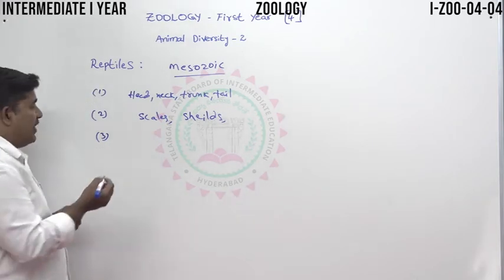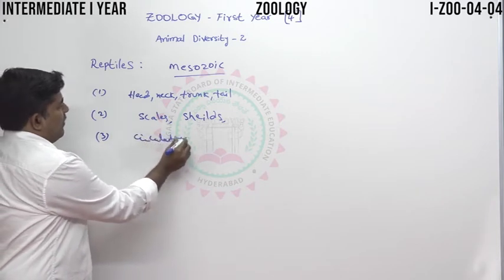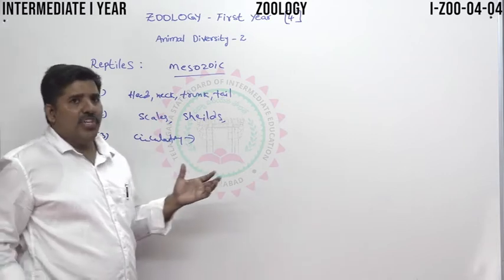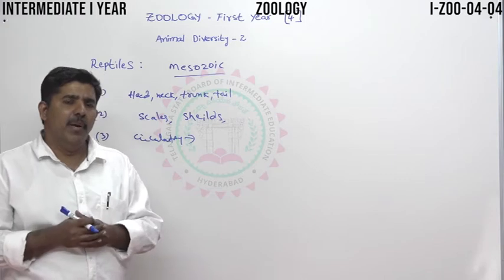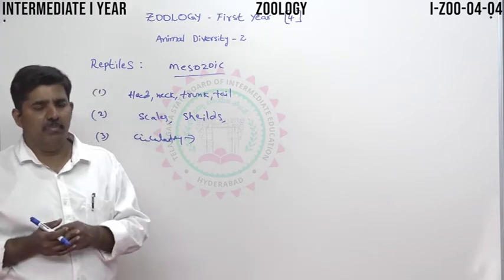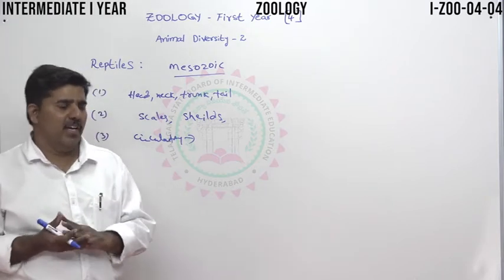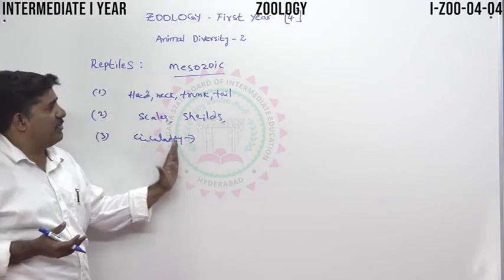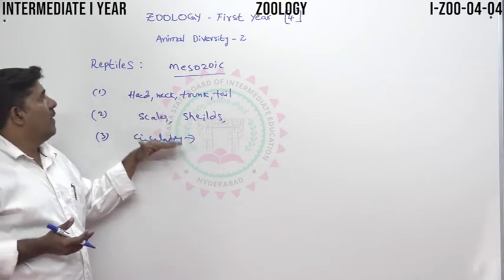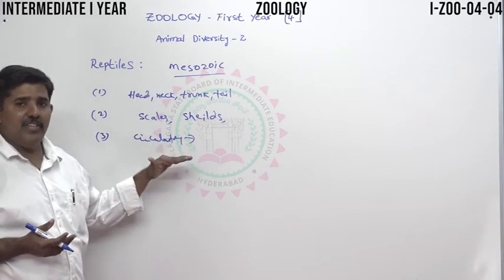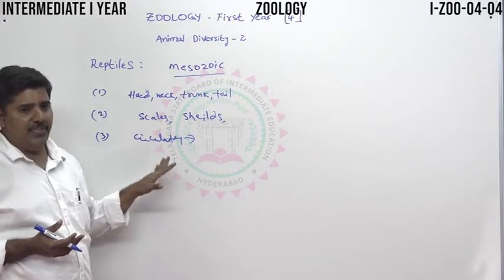Here, in the circulatory system, they contain a three-chambered heart. Most of the species have three chambers, but the crocodiles contain a completely four-chambered heart. All other species of the reptiles contain the three-chambered heart, but the crocodiles contain the four-chambered heart. So this is the special feature of the reptiles.